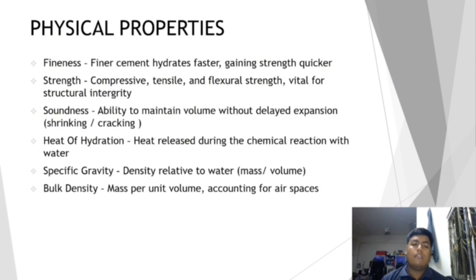So, what are the physical properties of cement? First, fineness: the finer the cement, the faster it hydrates, gaining strength quicker. Secondly, strength: compressive, tensile, and flexural strength, vital for structural integrity. Third, soundness: ability to maintain volume without delayed expansion like shrinking or cracking. Fourth, heat of hydration: heat released during the chemical reaction with water. Fifth, specific gravity: density relative to the water, like mass over volume. Bulk density: mass per unit volume accounting for air spaces.